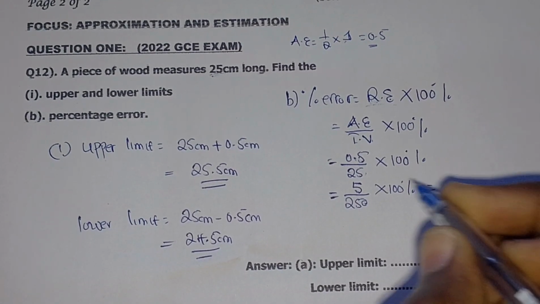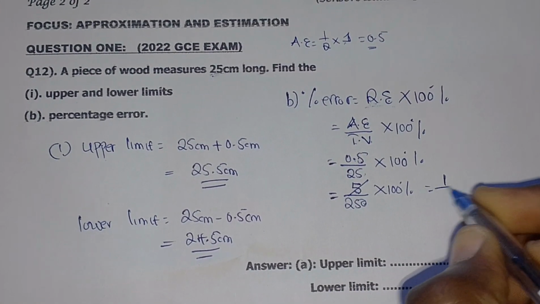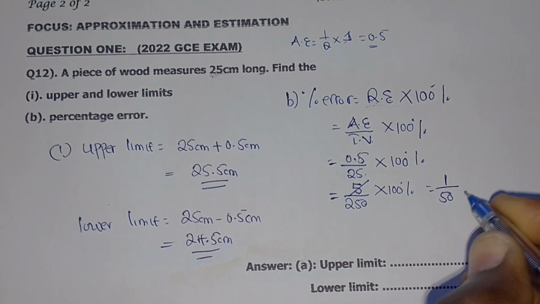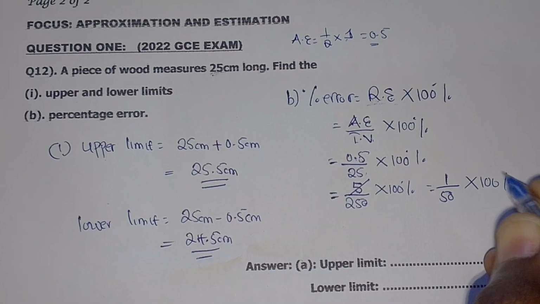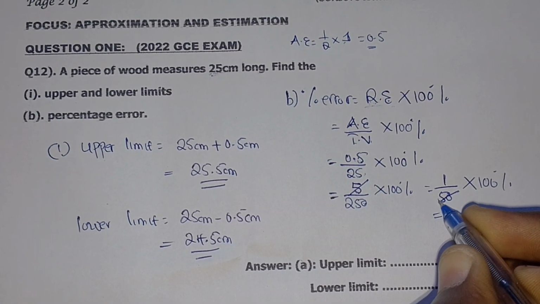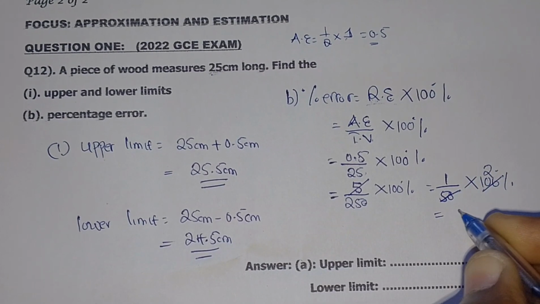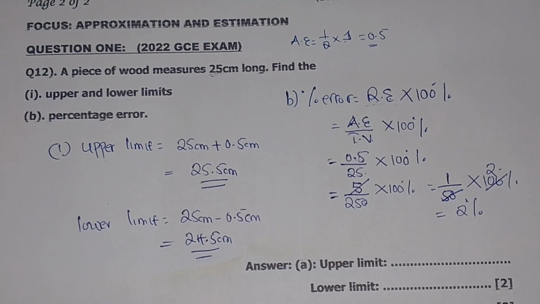So this one is going to be 5 here. It's going to give us a 1. 5 here, it's going to give us 50 multiplied by 100%. So this one is going to be 50 here, 1. 50 there, it's a 2. So the answer here is 2%.